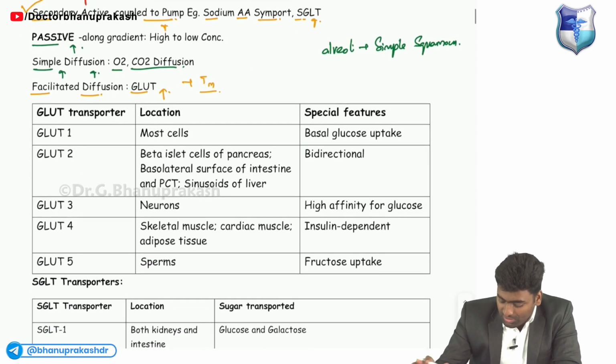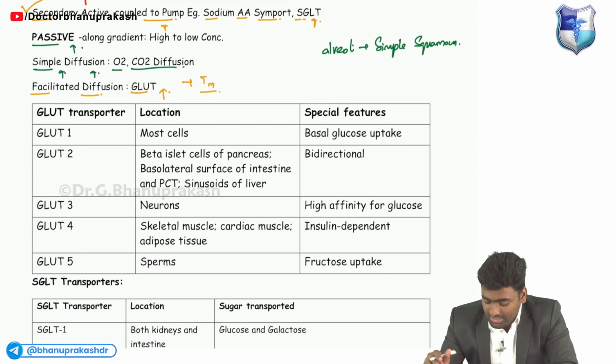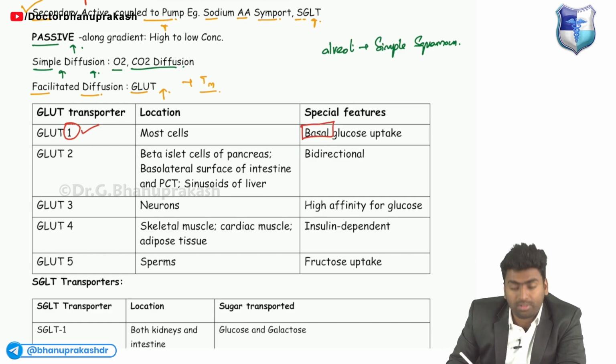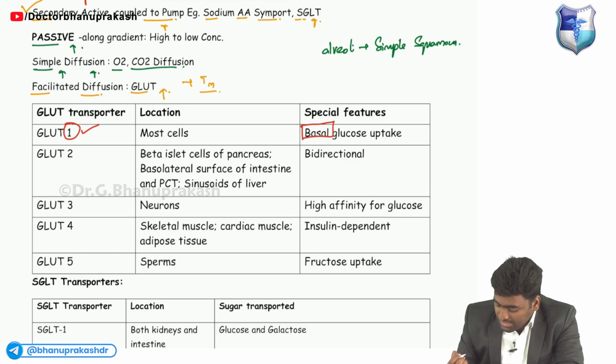Then about this GLUT, you need to know where it is present. First, you need to know it is GLUT 1. It is the 1, remember. Okay, it is present in most of the cells and it is helpful for this basal uptake. So the basal uptake will be done by the GLUT 1. Okay, GLUT 1, it will be for the basal uptake.